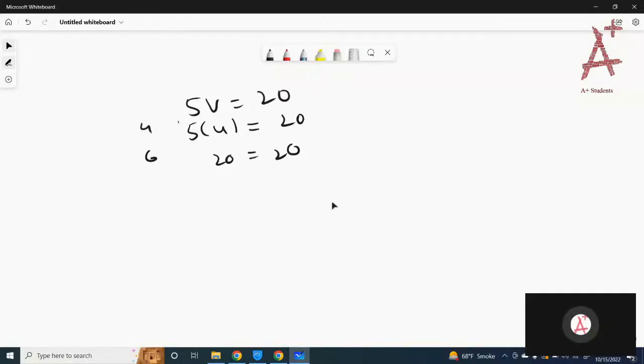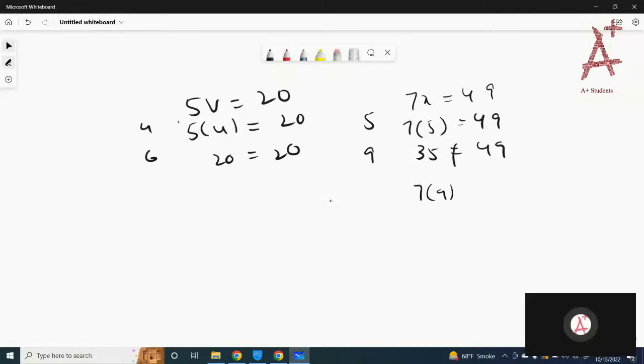Okay, the next one is 7x equals 49. The options are 5 and 9. Let's check for the first one. 7 times 5 is 35. They are not equal. Let's check for the 9. 7 times 9 is 49. Got it? That means 9 is the solution of the equation.